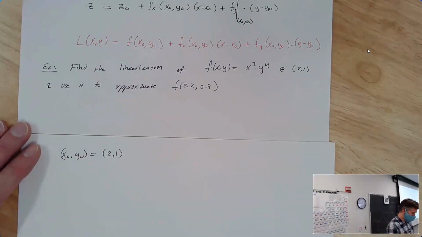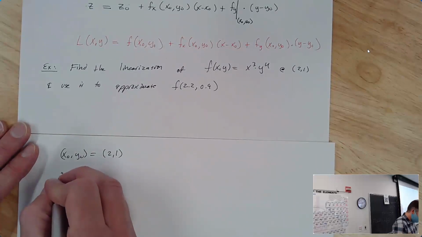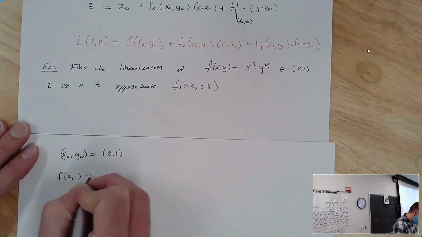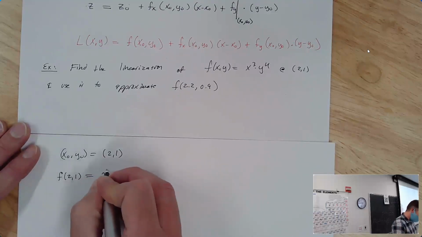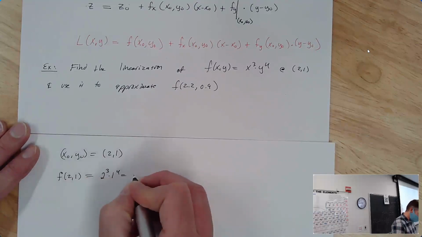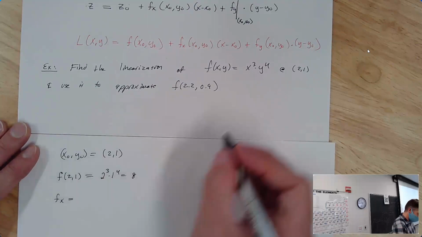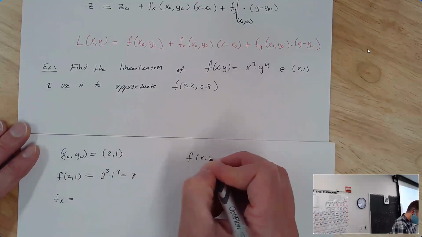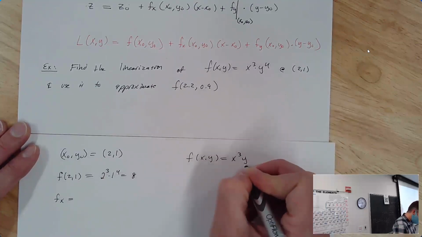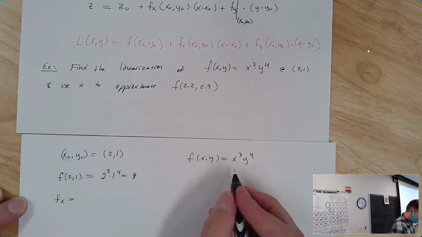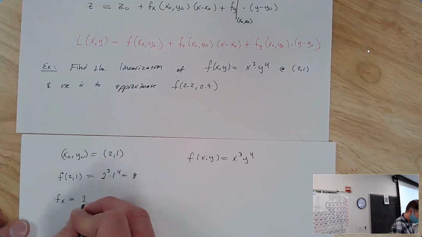And let's find our partials. Actually, I suppose I could find f of 2, 1 first. So f of 2, 1 is going to be 2 cubed times 1 to the 4th, which is 8. My partial with respect to x is going to be, let's see, here's my function. fx. This is one of the reasons we've been talking about finding partial derivatives, because we use the partial derivatives to find the linearization of the surface. That's not the only reason, but that's one of the reasons.